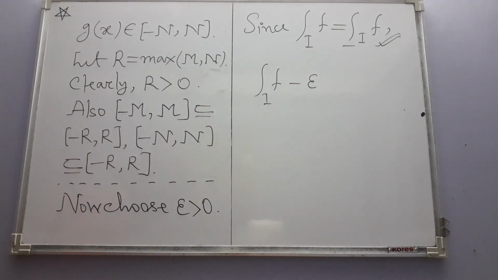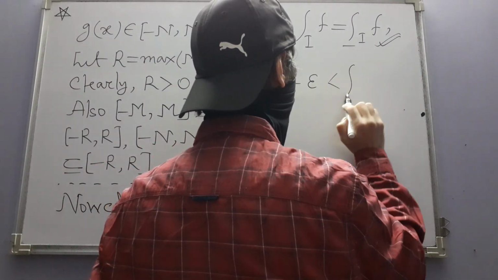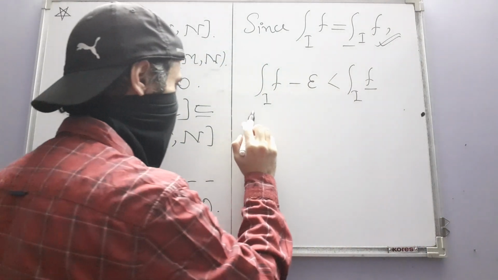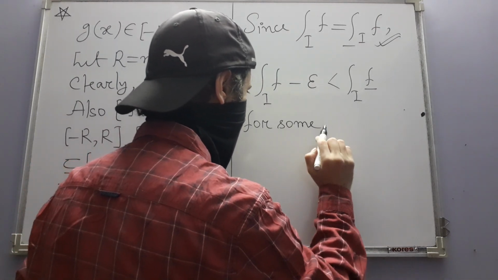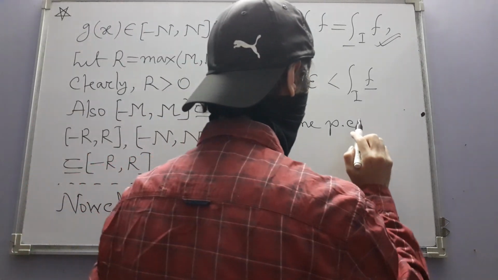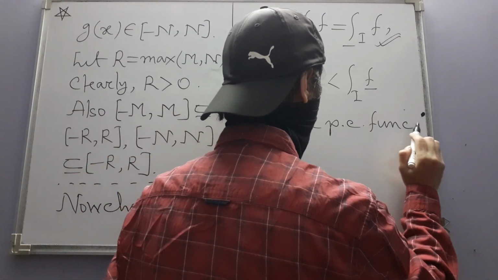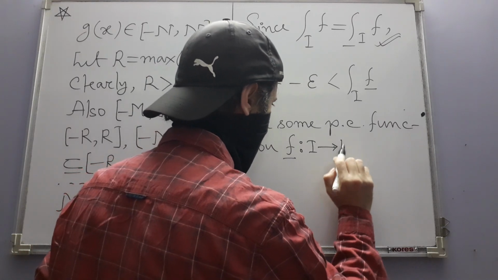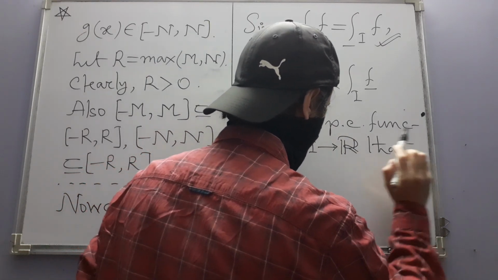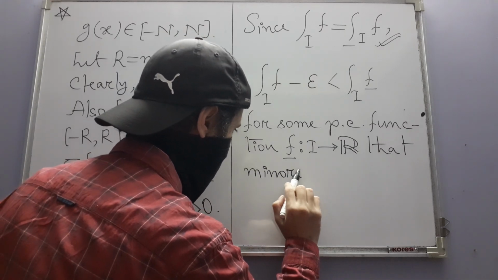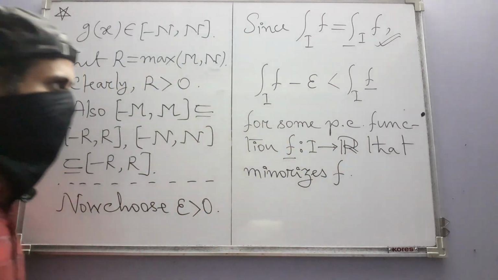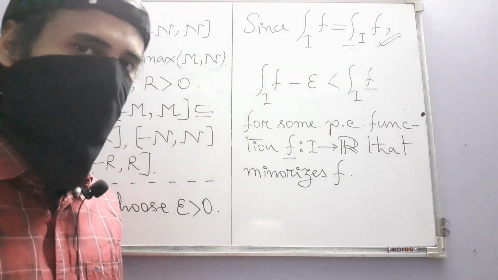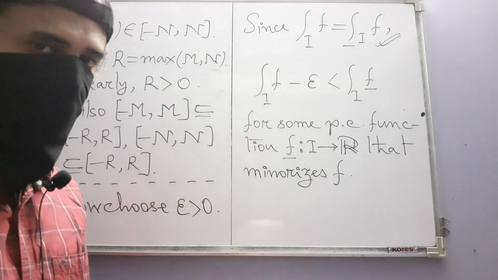Because of this, the quantity is less than the integral of, let's call it f underscore, for some piecewise constant function. Let's write PC, in short, for some PC function f underscore from I to R that minorizes f. And an exactly similar thing is going to happen with the function g also, because g is also Riemann integrable, and whatever we did with f also can be done similarly with g.